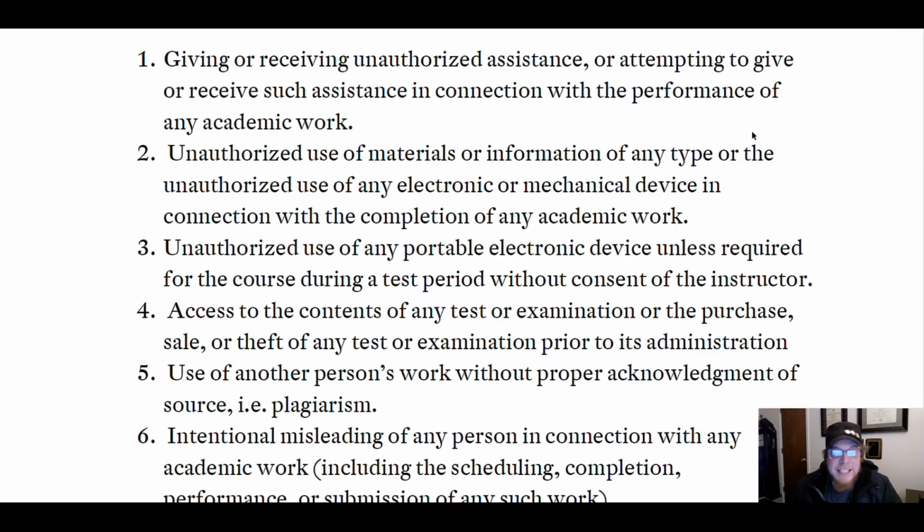4, access to the contents of any test or examination, or the purchase, sale, or theft of any test or examination prior to its administration. Somehow somebody hacks in and gets my copy of the final exam and you're using it, that's a problem. 5, use of another person's work without proper acknowledgement of source, that is, plagiarism.